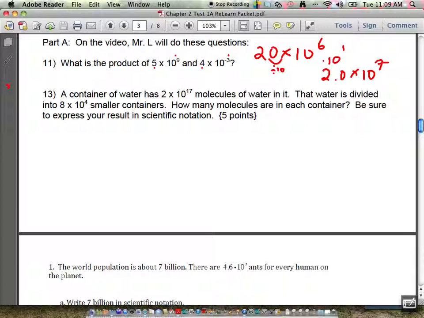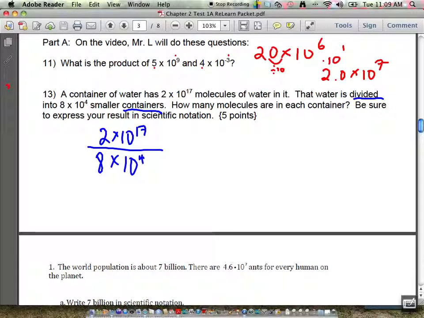So if we go through and read this, a container of water has 2 times 10 to the 17th molecules of water. That water is divided, so divided, obviously super important word, it means we're going to do division, into 8 times 10 to the 4th smaller containers. How many molecules are in each container? So it says we're going to divide, so let's divide. The amount of molecules I start with is 2 times 10 to the 17th, and I'm going to divide it into containers, which is 8 times 10 to the 4th.